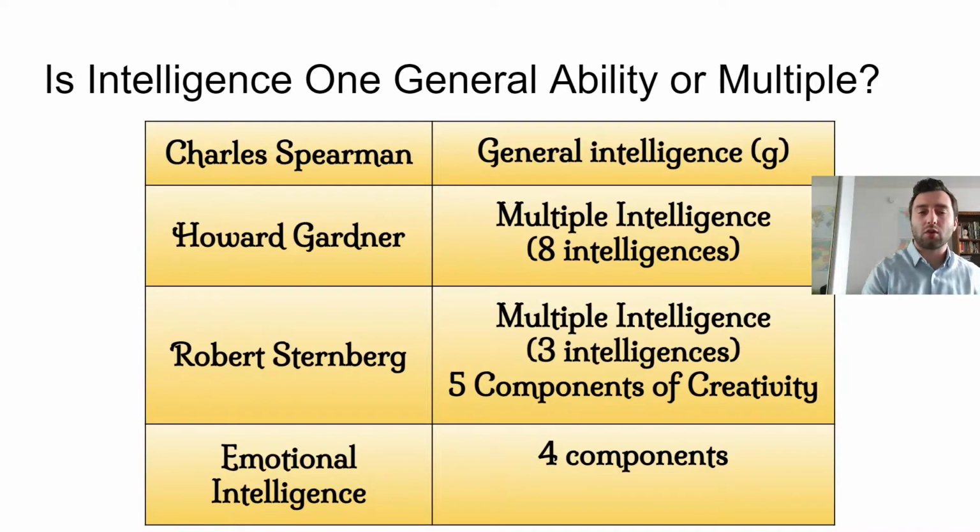We also have Howard Gardner, who created what is called the multiple intelligences theory, where he has 8 different intelligences, 8 different things that you can be intelligent in or maybe lower in. Robert Sternberg also uses multiple intelligences, but instead of having 8, he's brought it down to just 3 different things that make up intelligence. And then we also have what's called emotional intelligence, which is a little bit different, but is maybe a factor that we could talk about as well.